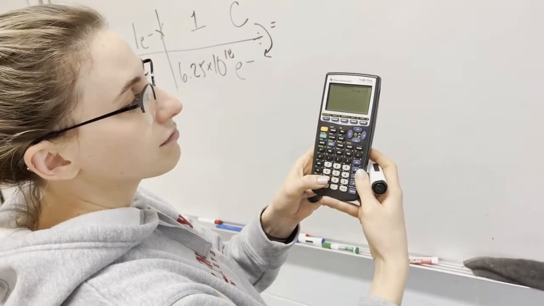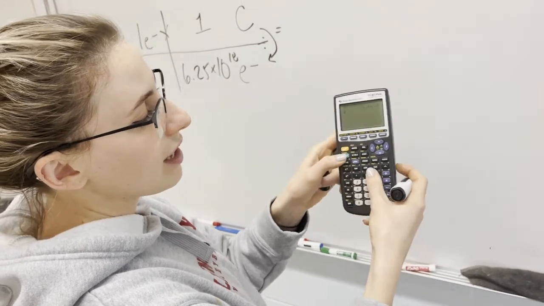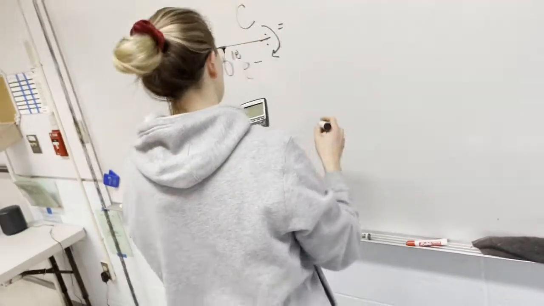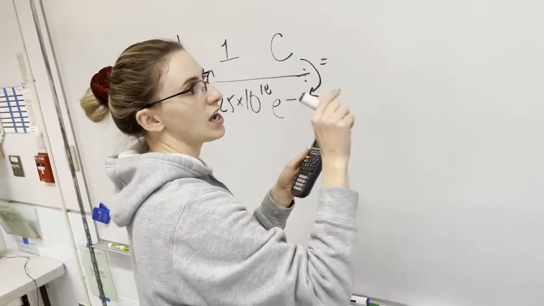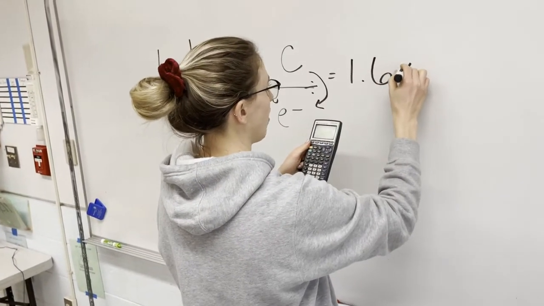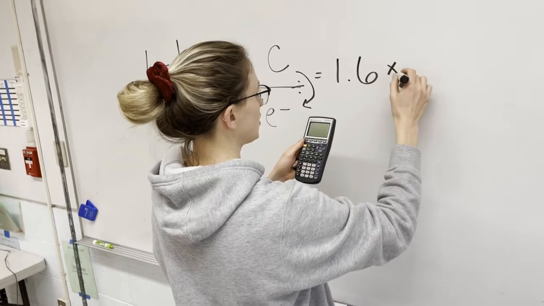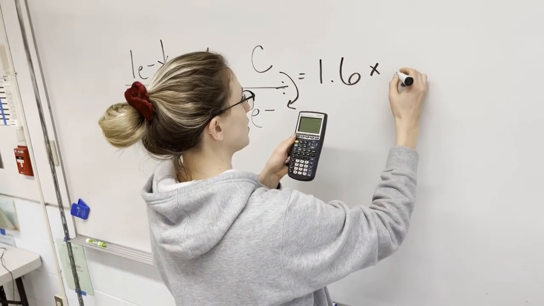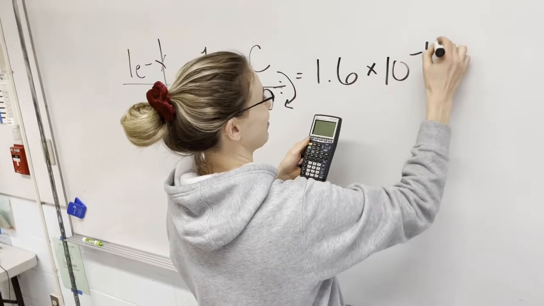You guys know how to put scientific notation in your calculator, right? Yeah, I use the E button. You can't use the multiplication button. Don't type in times 10 to the something. Some of you have calculators that have that already set up for you, but just don't type in times 10 caret. Okay, 1.6 times 10 to the negative 19th.